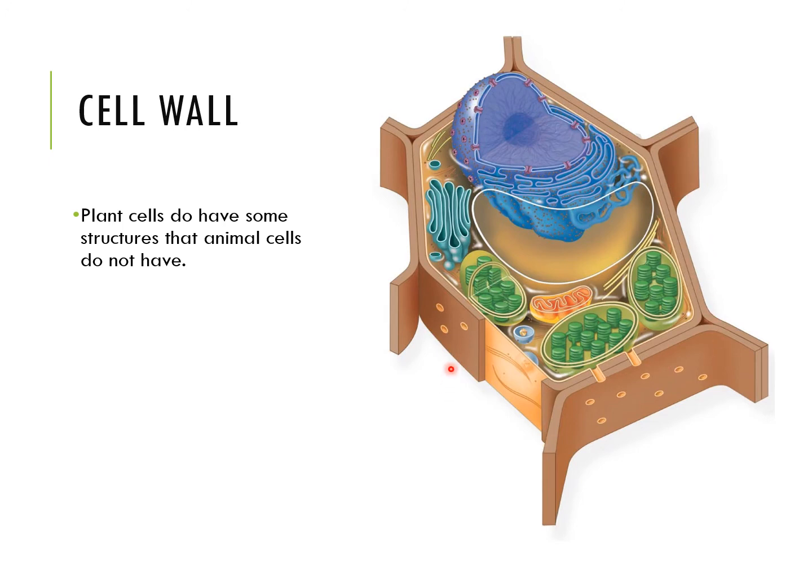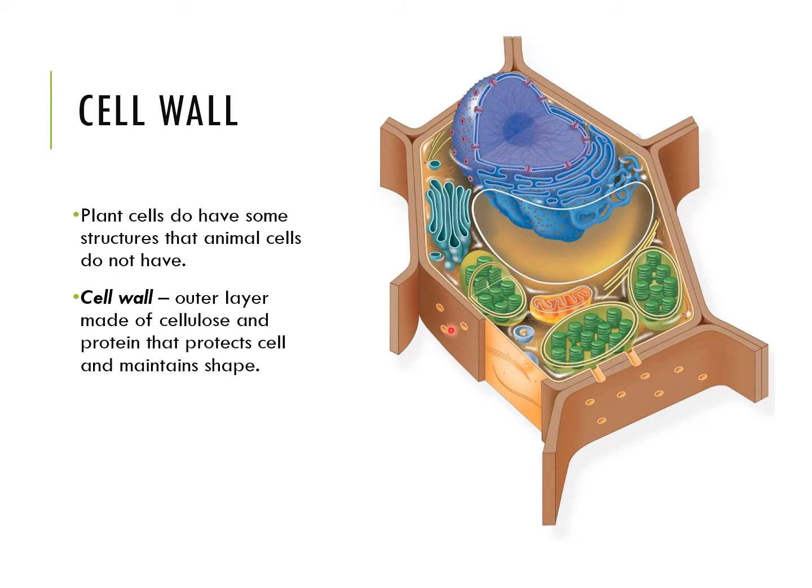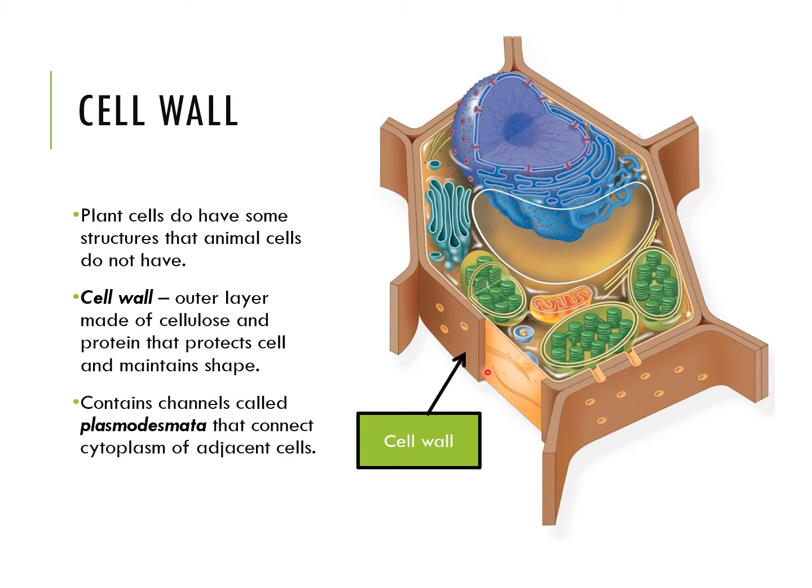Other eukaryotes will, so fungi do. The majority of protists do have cell walls. So animal cells do not have cell walls. It's just an outer layer in plants made of cellulose, and it helps protect the cell and helps it maintain its shape. And it contains channels called plasmodesmata, which connect the cytoplasm of adjacent cells.